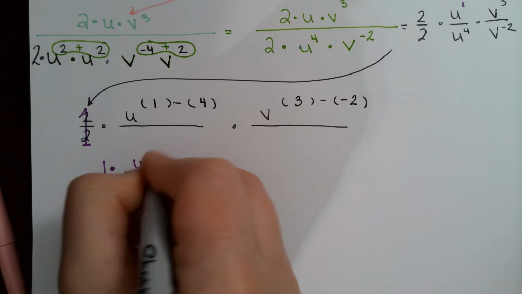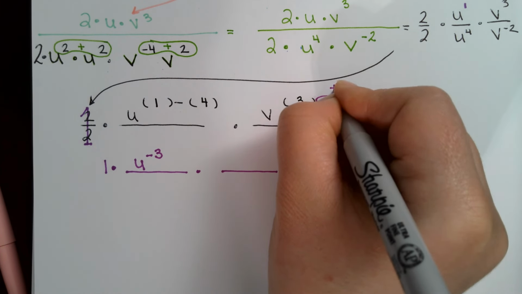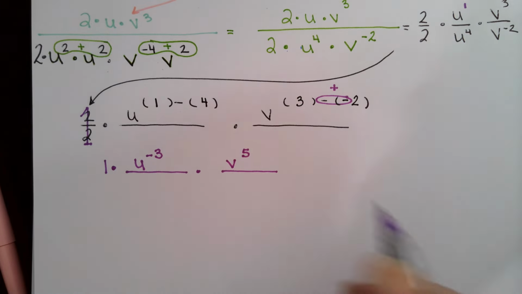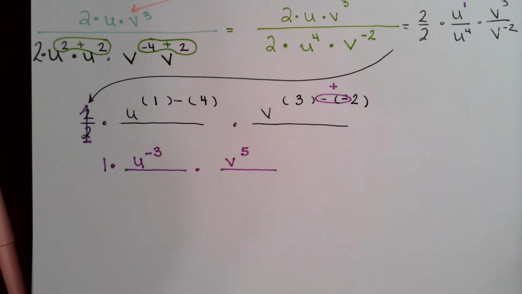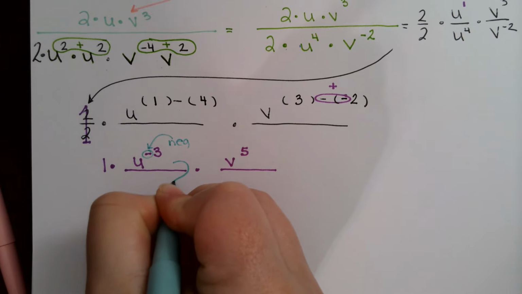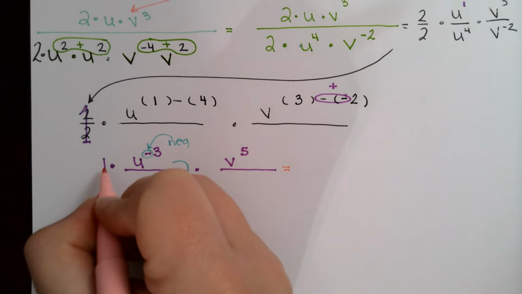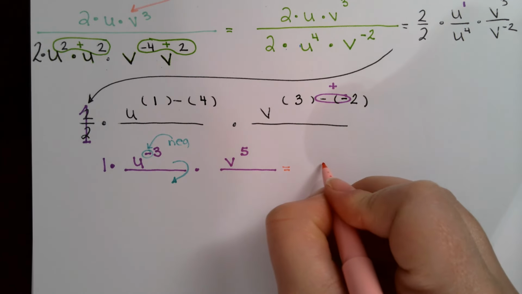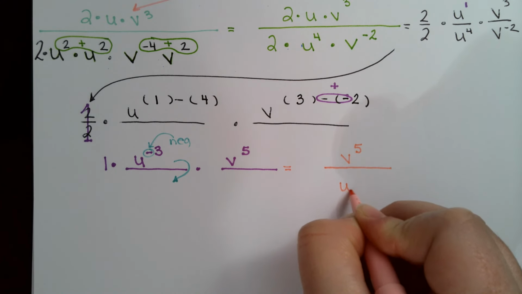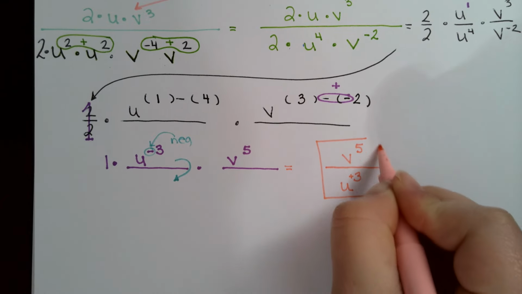U, 1 minus 4 is a negative 3. Double negative gives us a positive 3 plus 2 is 5. Because I do see a negative exponent, that means I'm going to be bringing down, flipping the base. 1 is just 1. Again, you can just omit 1 because we are multiplying. V to the 5th power is left over on top in our numerator. U to the power of 3 positive is in our denominator.